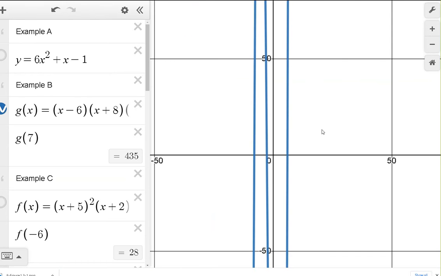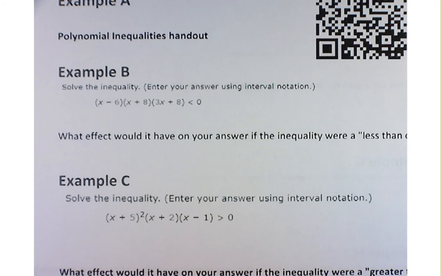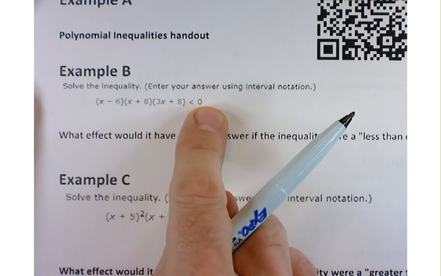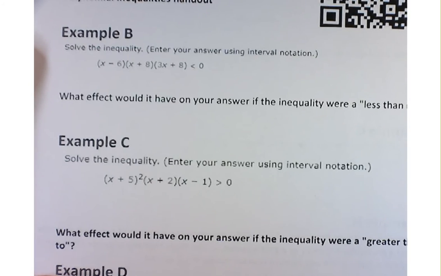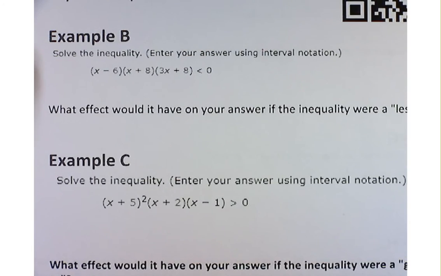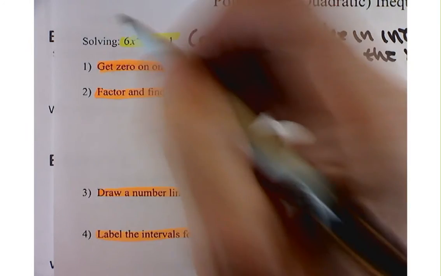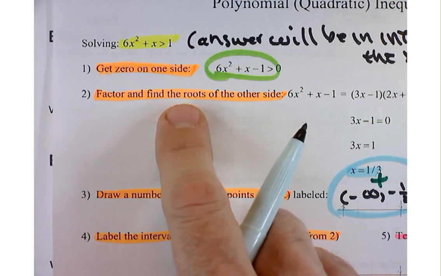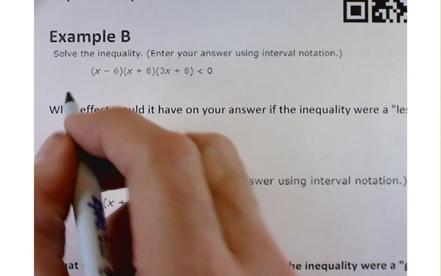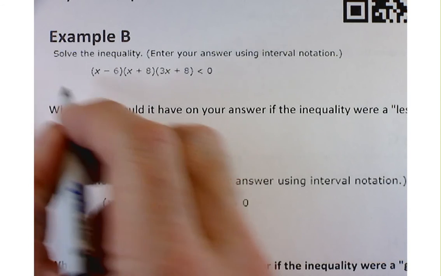Now, the last one I did using graphing calculators, this one I'll do using Desmos, but let's take a look at the original inequality. I want to know where the product of these things is less than 0. Okay, fair enough. Let's start by figuring out where this actually equals 0, because remember, those are the things that we're going to do here. Get 0 on one side, check, got that done, find the roots and factor the other side. Okay, you should be able to read off to me where this is actually equal to 0.